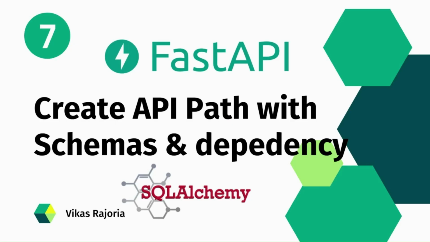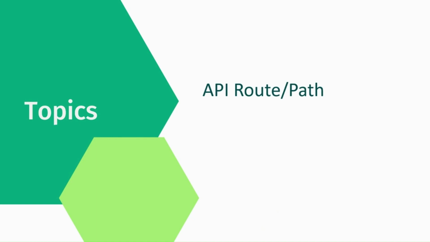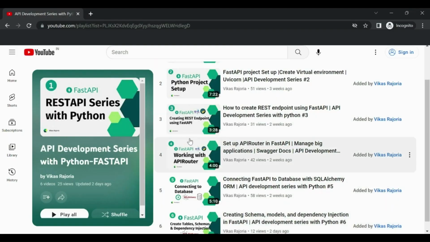Hello and welcome to the API development series with FastAPI. In the previous lecture, we learned about models, schemas, and dependency injection. Now, in this video, we will start by creating an API route to create new books with the help of HTTP verbs and API router. We already covered API router in this series. In case of any confusion, you can see the setup API router in FastAPI video once again.